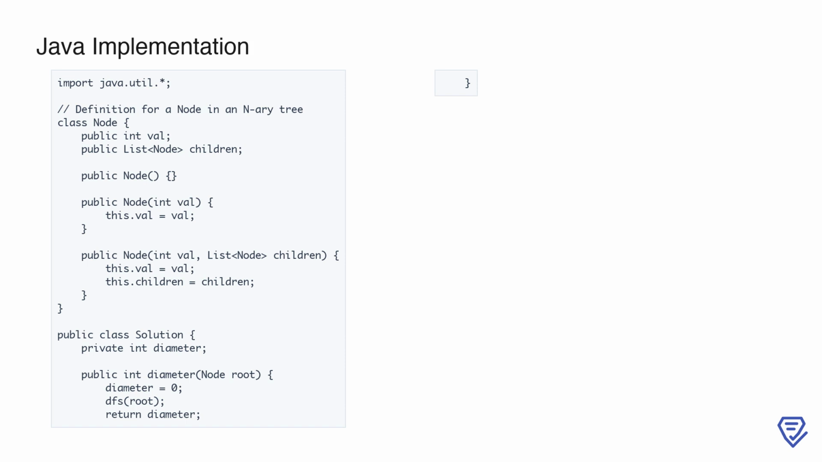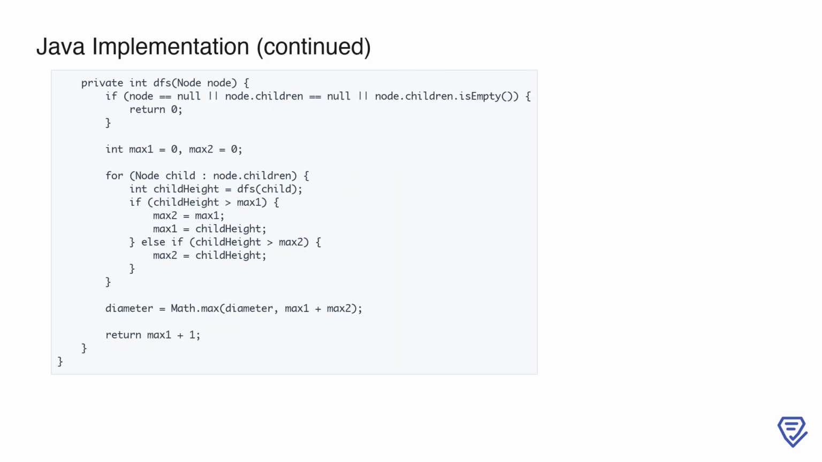Next, we move on to the solution class, where we declare a private variable called diameter to keep track of the maximum diameter of the tree. The diameter of an N-Ary tree is defined as the length of the longest path between any two nodes in the tree. The diameter method serves as an entry point. It initializes the diameter to 0, calls the helper method DFS with the root node, and finally returns the computed diameter. The DFS method is a private helper function that performs a depth-first traversal of the tree. Its goal is to calculate the height of each subtree while updating the diameter.